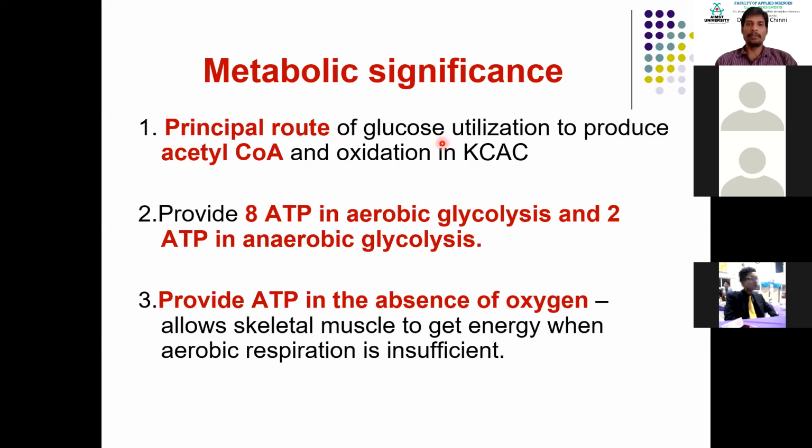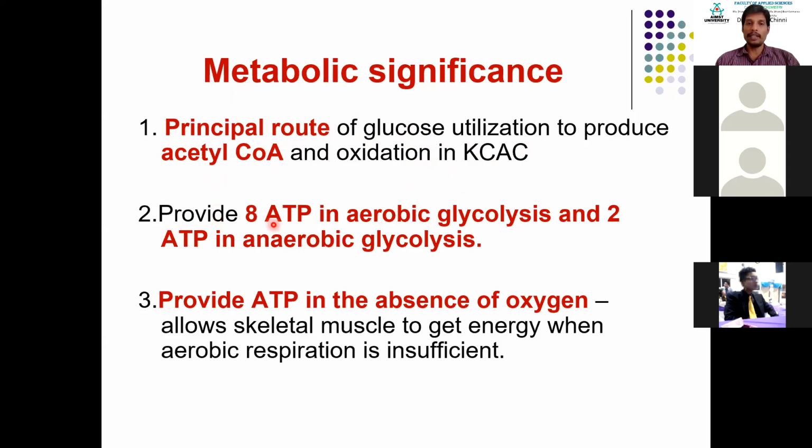So, metabolic significance of glycolysis. This is the principal route of glucose utilization to produce acetyl-CoA for oxidation in the citric acid cycle. So this route is very important to enter into the citric acid cycle, where it will produce a lot of other energy. So this is the main route. You cannot exclude this route in carbohydrate or glucose metabolism.